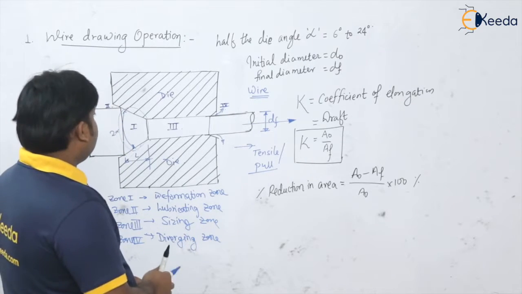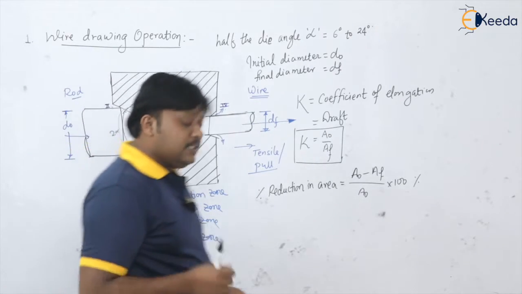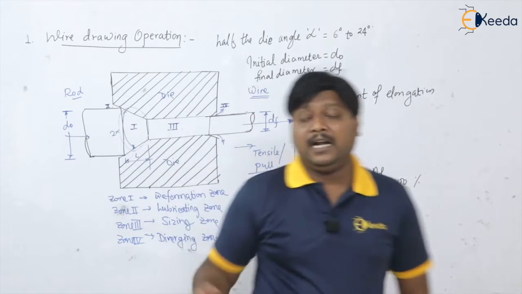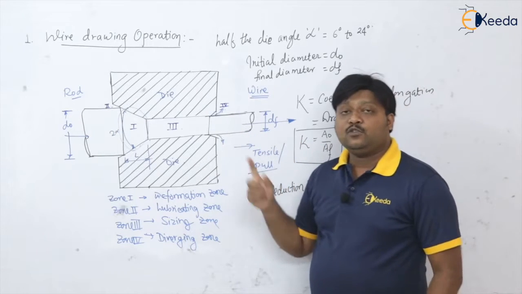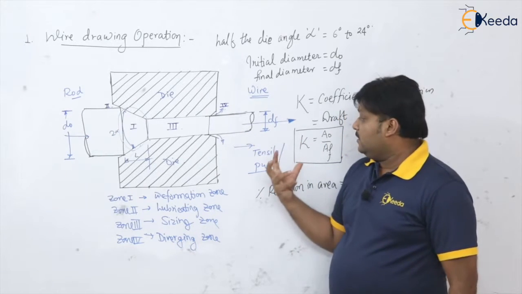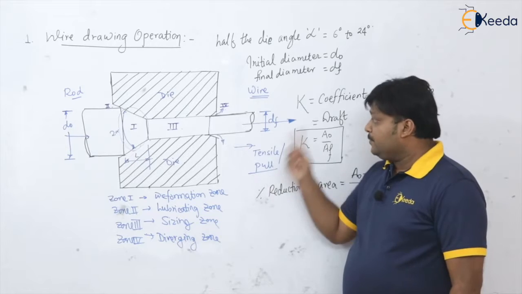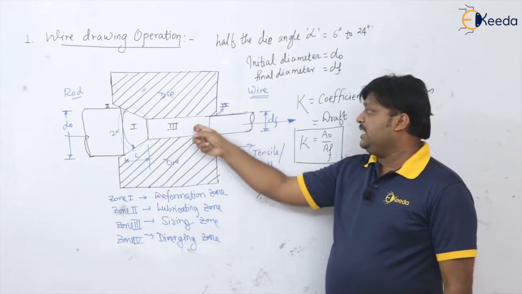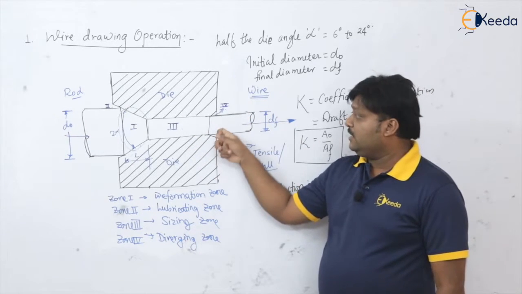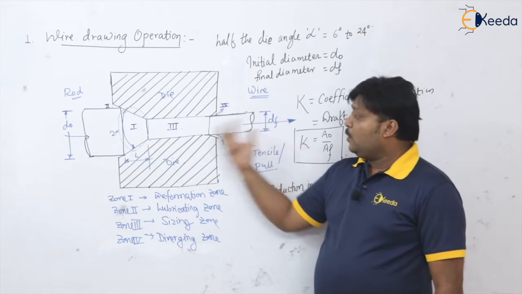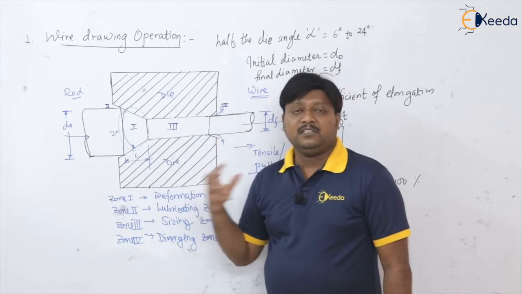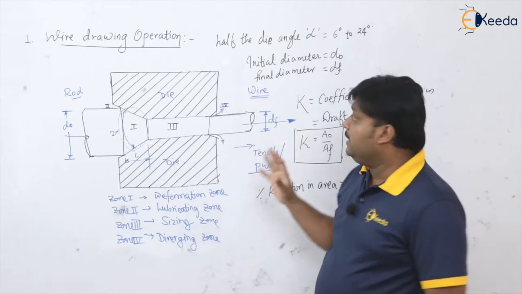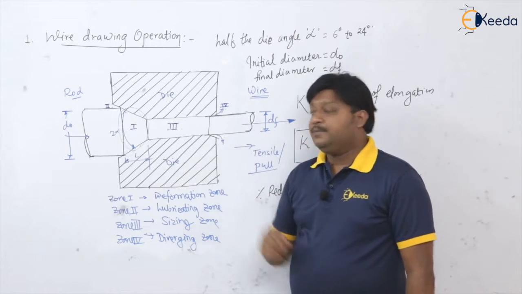Okay, now see, this wire at the end is going to get pulled from the die and coiled on the power reels. So it is always subjected to tension. So the stress which is responsible for drawing the wire is the tensile force. Please remember which type of stress is used here, the tensile.